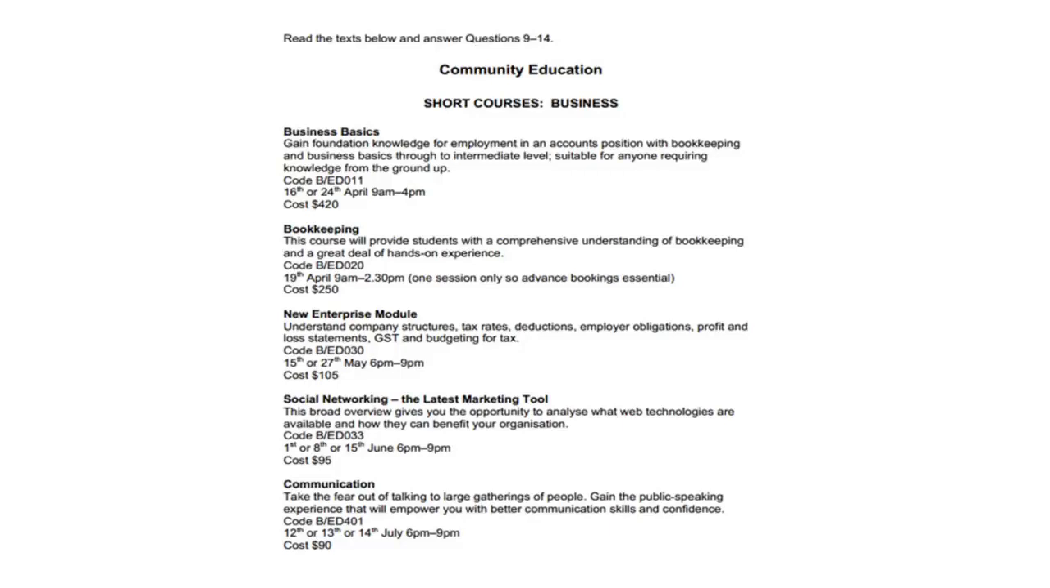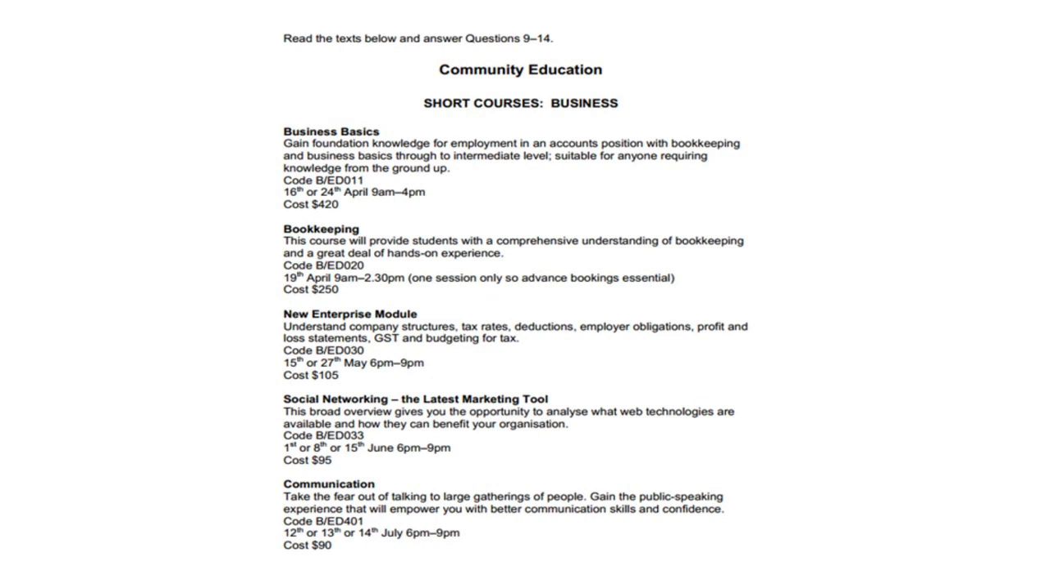For questions 9 to 14, it says to read the text below and answer the questions. Remember my top tip for the reading test. Only read the title of the text so that you know what the text is about, and then go and read the questions. Underline any keywords in the questions and then scan the text for the answer. So let's read the titles of the texts below.